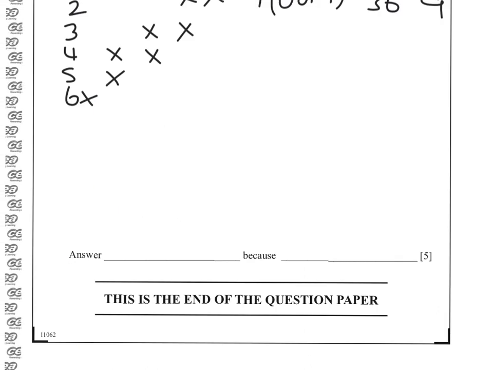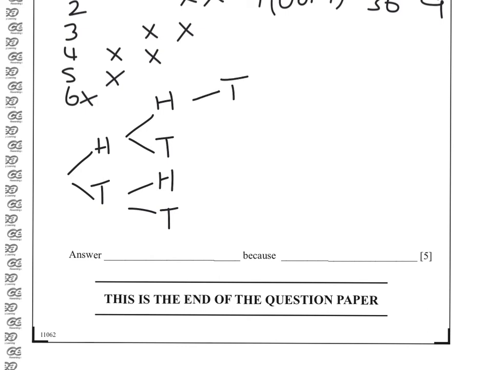I'm going to use a tree diagram. So a head and a tail for the first coin, a head and a tail for the second coin. I have 2 heads already, which means I can ignore the options for the third and the fourth. That has to be 2 tails. Head and a tail. If we get a head, then it would be a tail. If we get a tail, then it would be a head.